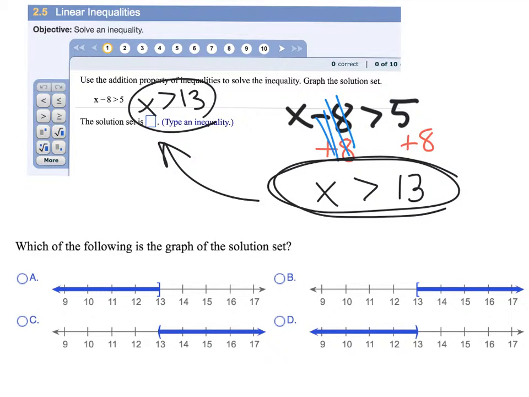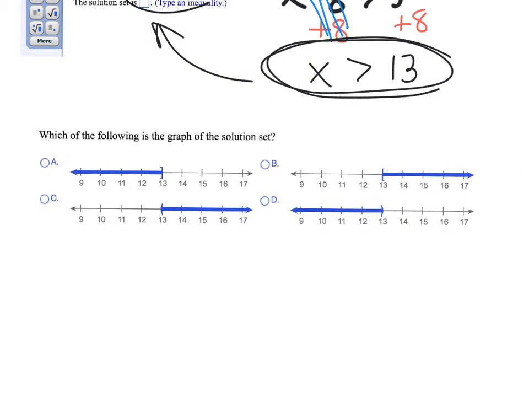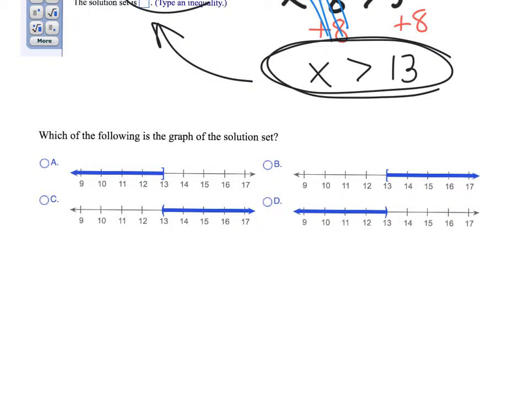And now we need to figure out, well, which one of these pictures matches. And because it's a greater than, not greater than or equal, we know it's got to be a soft stop. So it's got to be one of these, because these are the soft stops. These are the hard stops. So we know it cannot be this one. We know it cannot be this one. And because x is greater than 13, we know it's got to be this one right here. So the answer is C.